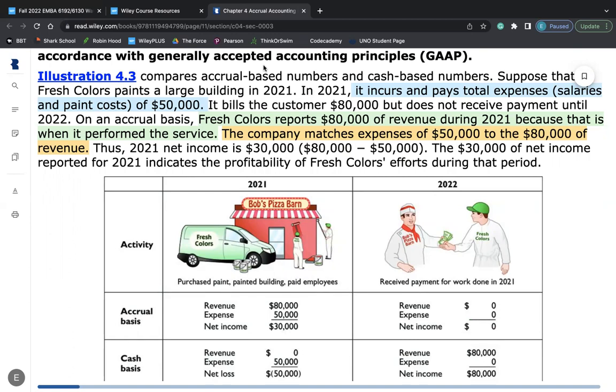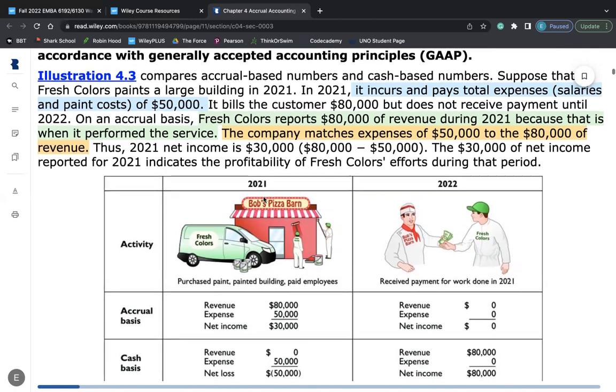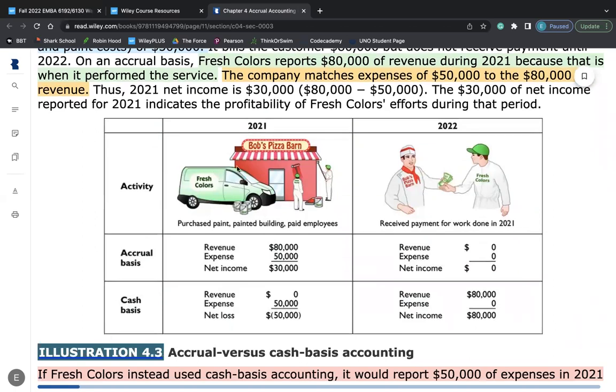The company matches expenses, $50,000, to the $80,000. And if we look down here in 2021, you'll see revenue, expense, net income, $30,000. The $30,000 of net income reported for 2021 indicates profitability for that period.